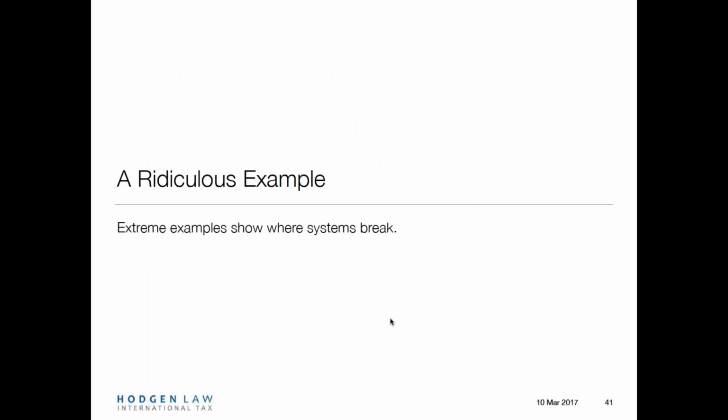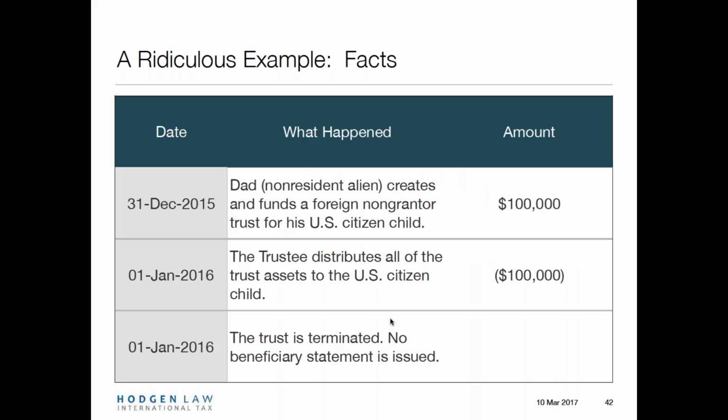Well, okay, with all of that, let's get into the forms and some examples, and I'm going to give you a ridiculous example to start with just to demonstrate some points. So on slide 42, here is my example. December 31 of 2015, Dad makes a trust for his U.S. kid, puts $100,000 into it. 1 day later, on January 1, 2016, the trustee distributes all of the trust assets to the U.S. citizen kid and then terminates the trust. Doesn't issue a beneficiary statement, so we're stuck with the default method. What do?